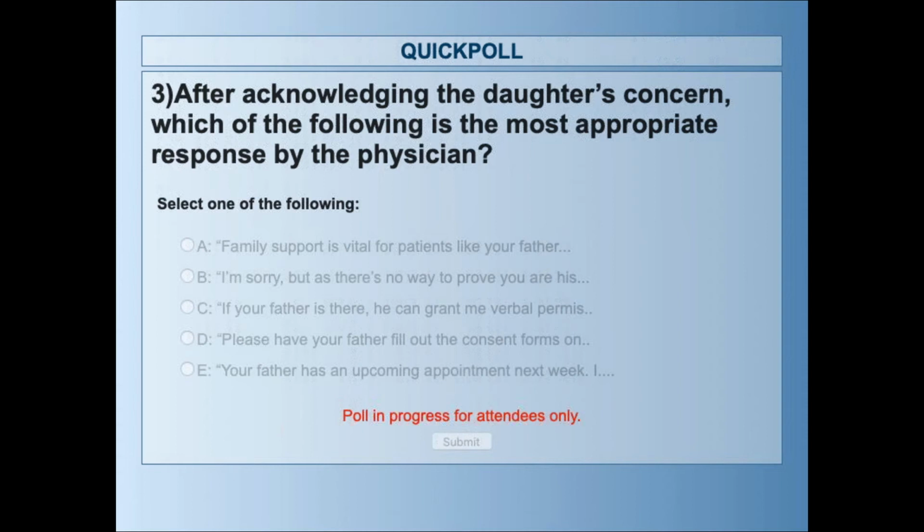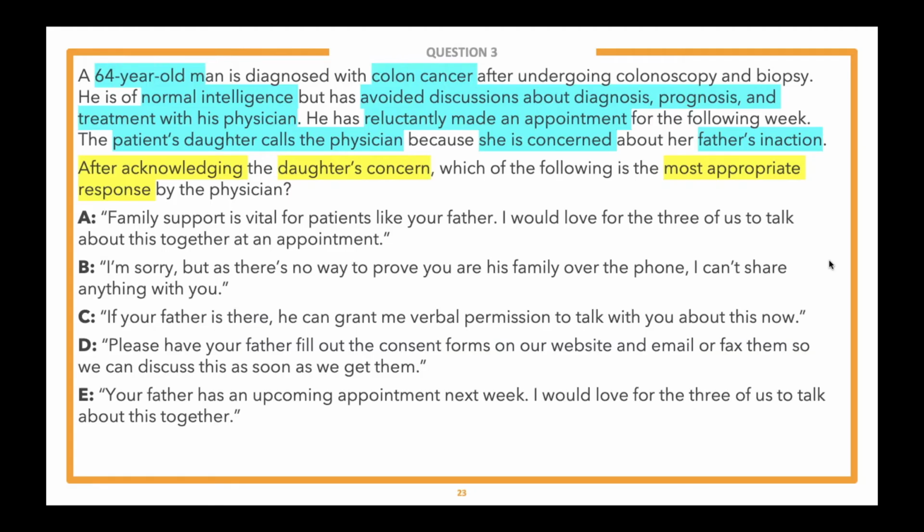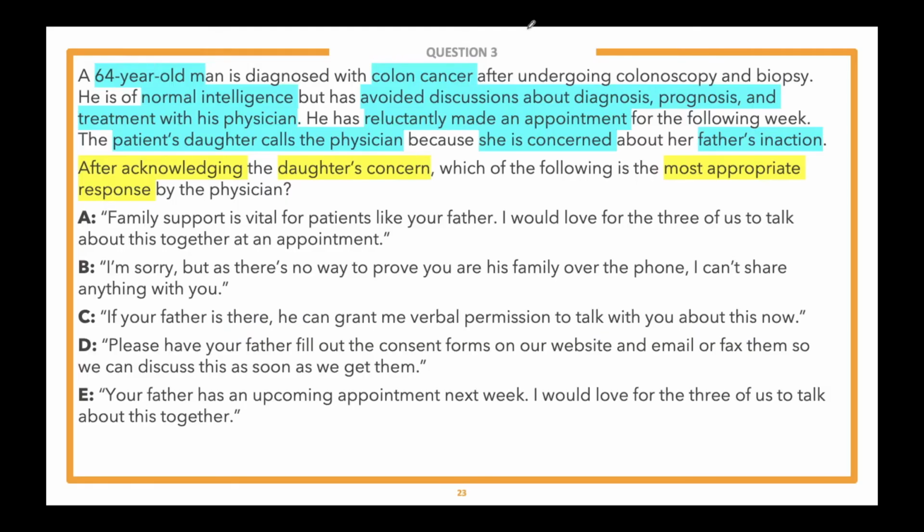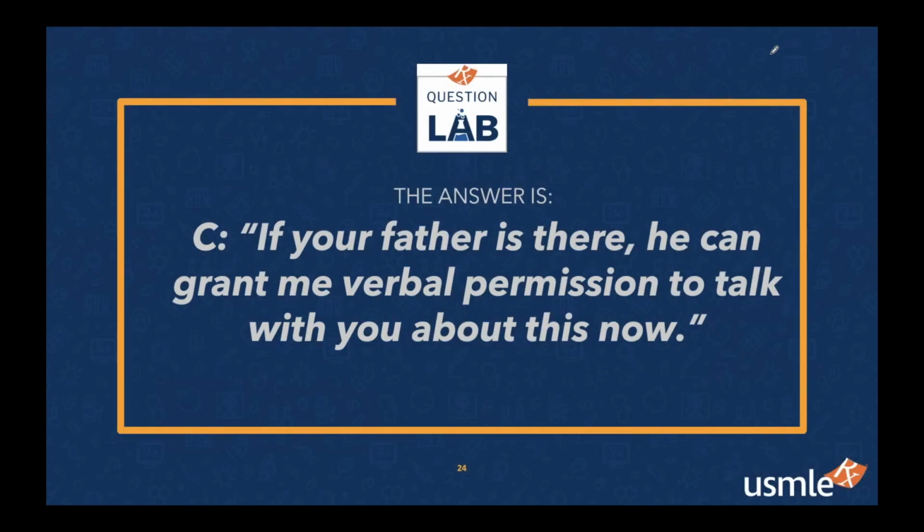All right. Well, let's take a look and see what you selected. Once again, there is a clear favorite, and that is answer choice A, and 55% of you selected that. In distant second place was answer choice C. So let's take a look and see what the correct answer is. And the correct answer choice is C, and 26% of you got it right. So definitely a challenging question. If your father is there, he can grant me verbal permission to talk with you about this now.